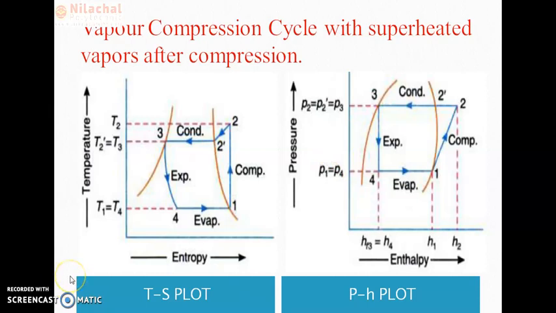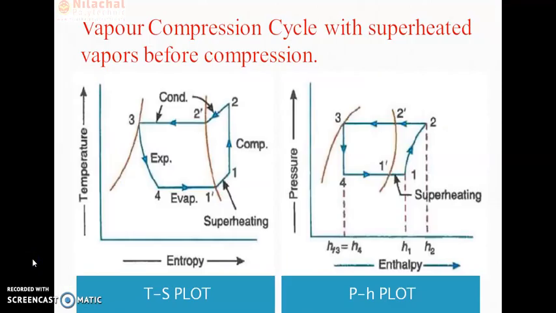Now we are going to the fourth type, that is the vapor compression cycle with superheated vapor before compression. I have shown you the vapor compression cycle with superheated vapor after compression. Now this cycle is superheated vapor before compression. What are the major components used in this cycle? Evaporator, compressor, condenser and the expansion valve.